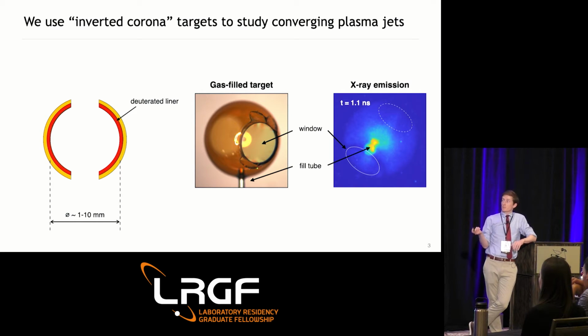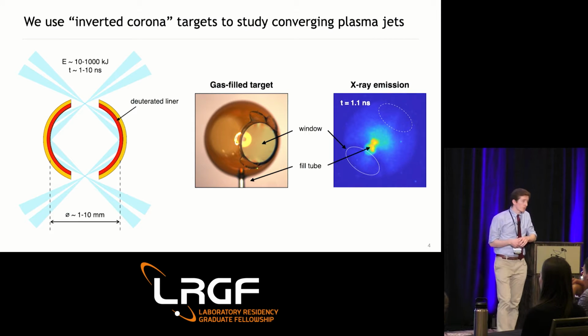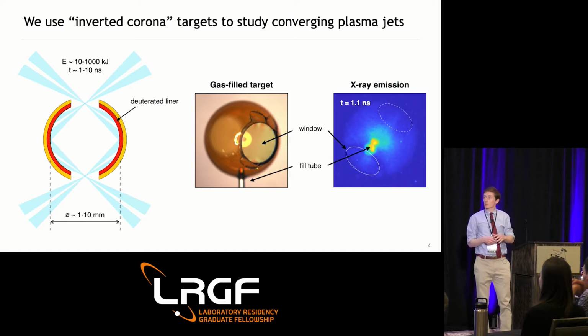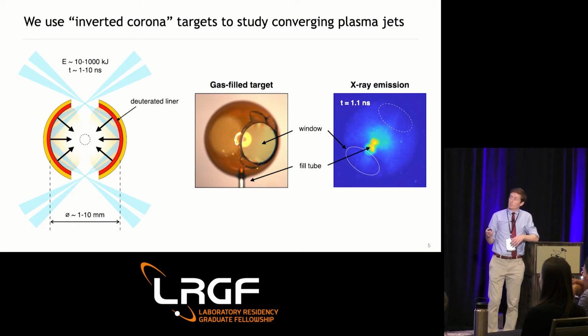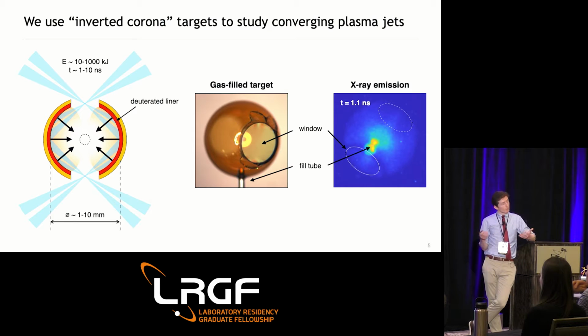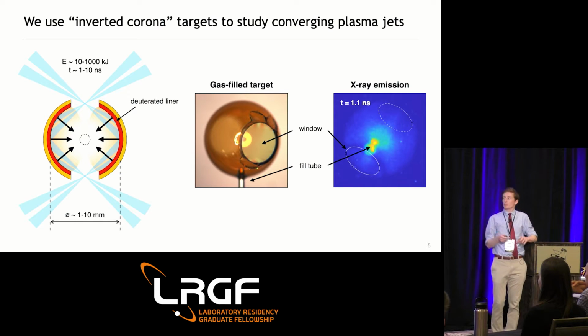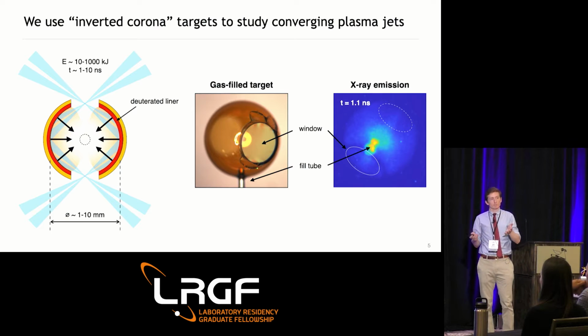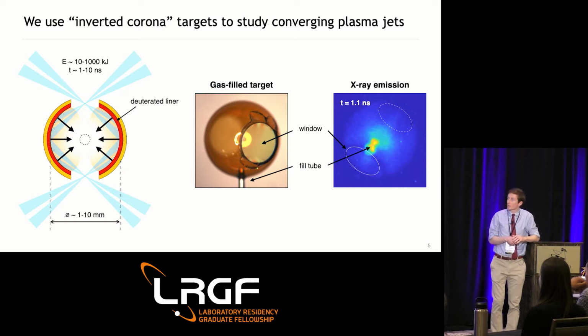The reason they're called inverted is the laser passes through these laser entrance holes and illuminates the interior surface of these targets. That generates a plasma, which ejects plasma jets coming off the wall. These are going to converge towards the target center, moving very quickly, and then they're going to collide and stagnate, generating a hot, dense plasma. You can think of it as a hohlraum, except the fuel of the hohlraum was lined along the outside there.